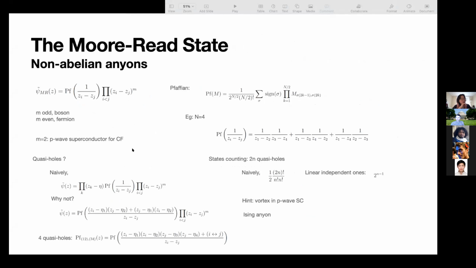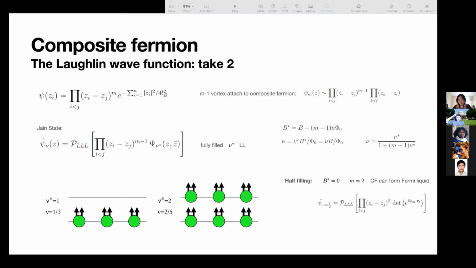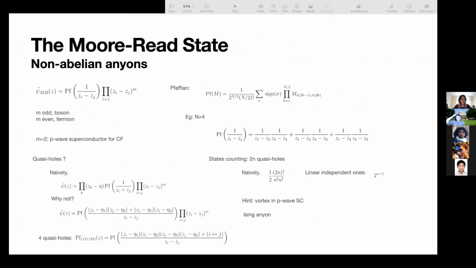Yeah. So the instability question really depends on the Hamiltonian, right? So here I just propose a wave function for this state. It's not a statement of the instability. Got it. Okay, thank you.